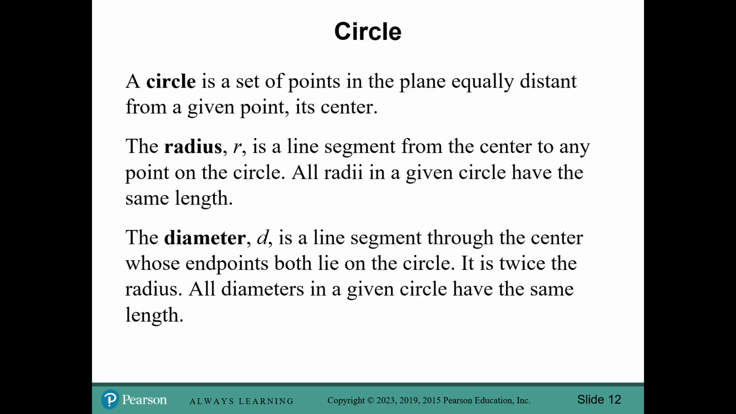Now let's get into circles. A circle is a set of points in a plane equally distant from a given point, its center. The radius r is a line segment from the center to any point on the circle. All radii in a given circle have the same length. The diameter d is a line segment through the center whose end points lie on the circle. It is twice the radius. All diameters in a given circle have the same length.